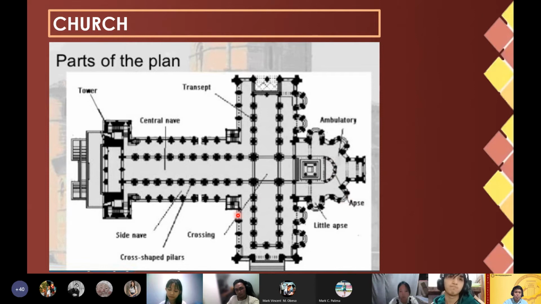Crossing right here. So, the crossing is actually the intersection of this transept and the nave. So, this center right here, that's the crossing. If it is Byzantine architecture, this crossing has a dome. In Romanesque architecture, they also placed a dome, partly, here at the crossing. We have this one, called the side nave, but actually these are aisles. Aisles, nave, aisles. Okay.